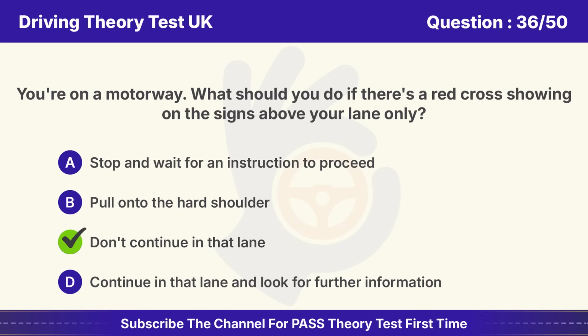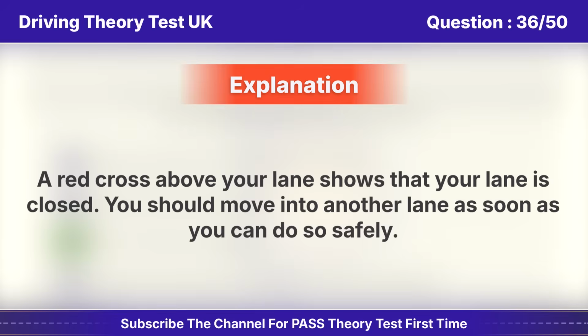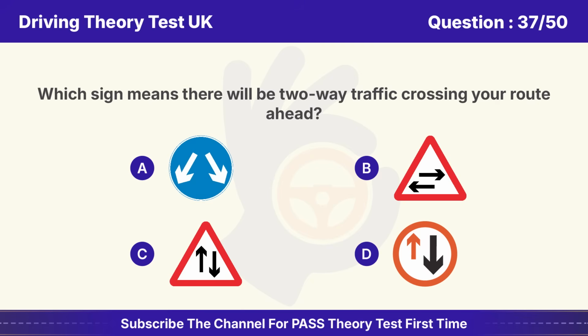Answer is C. Don't continue in that lane. A red cross above your lane shows that your lane is closed. You should move into another lane as soon as you can do so safely. Question 37. Which sign means there will be two-way traffic crossing your route ahead?